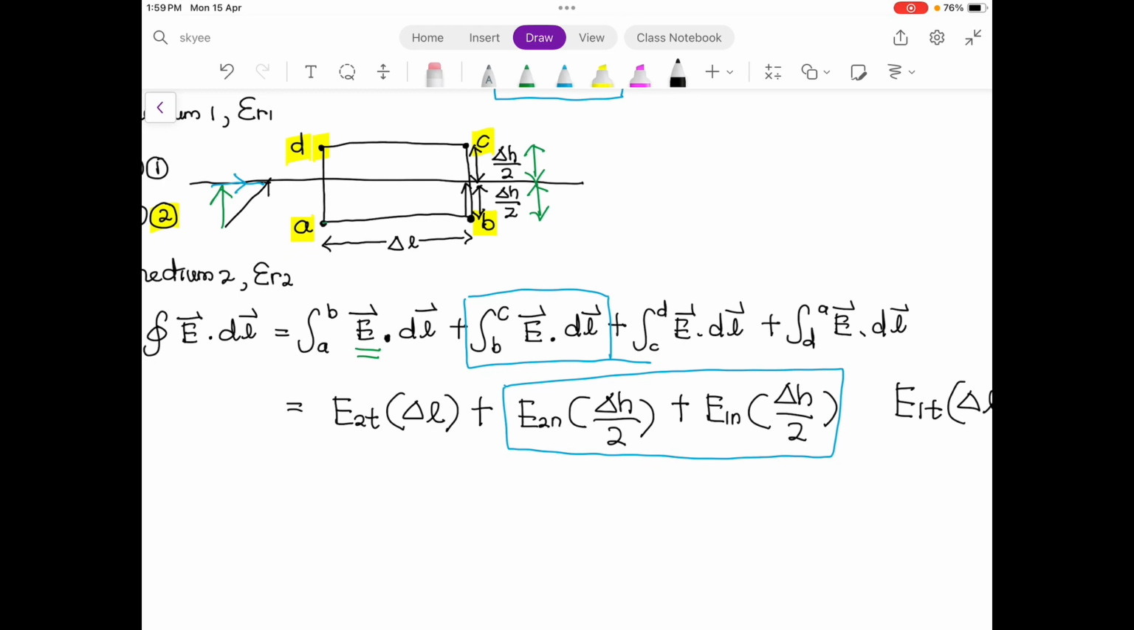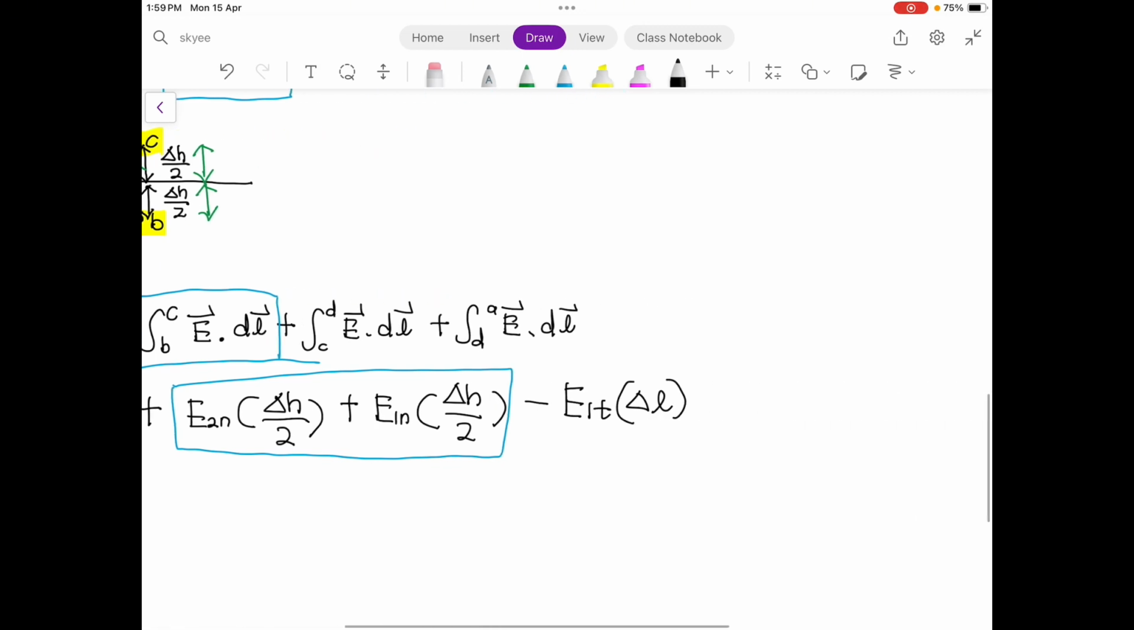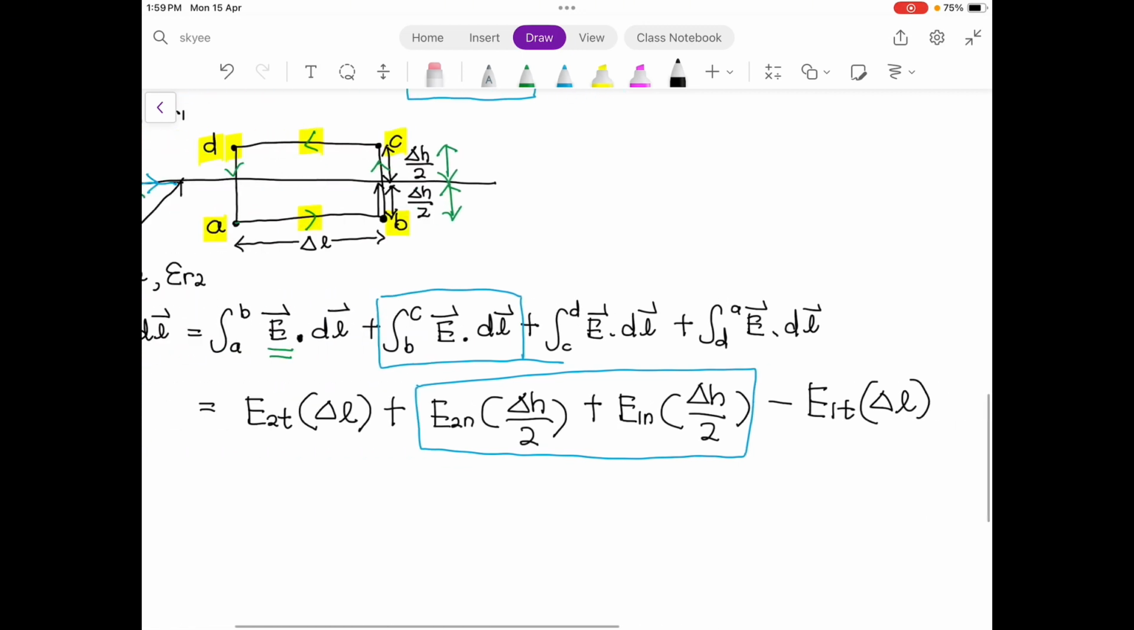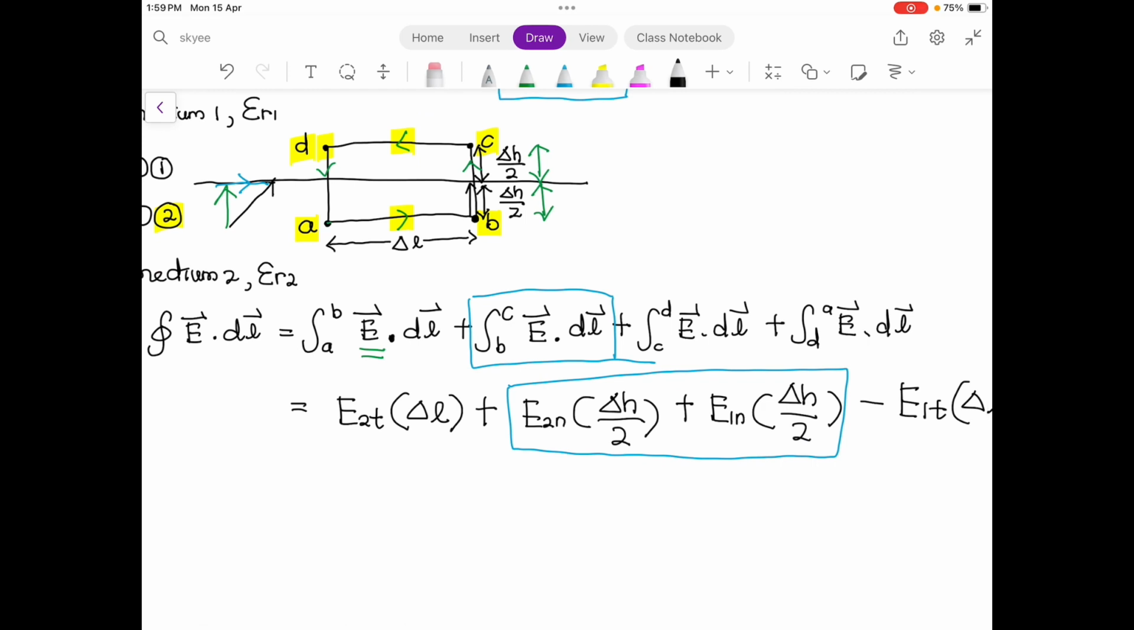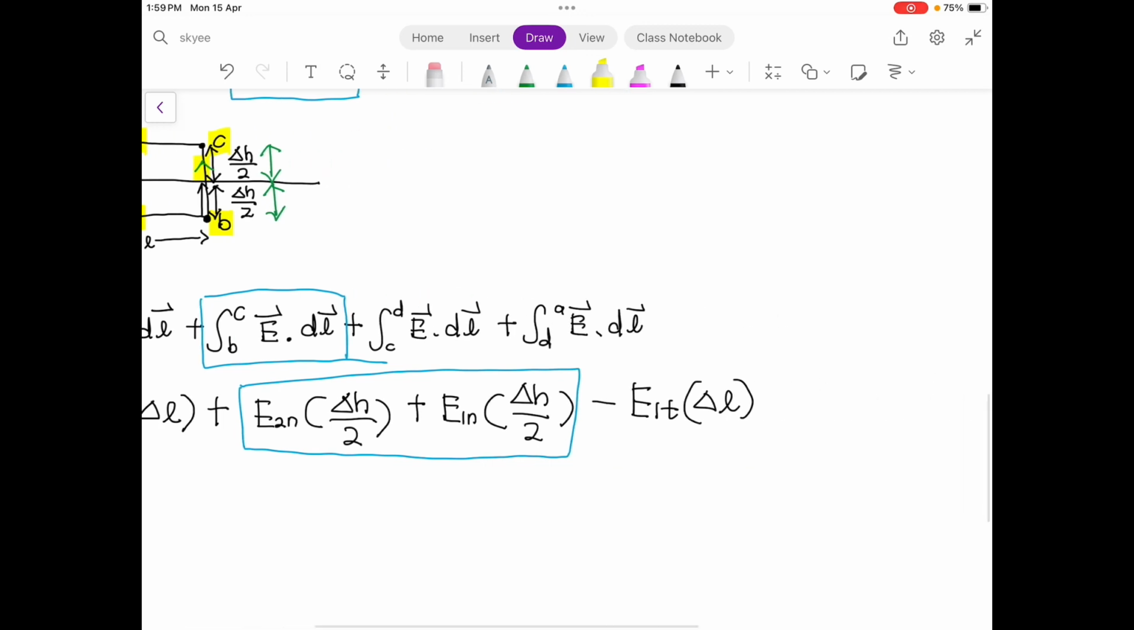In this case, because you are integrating in this direction, and these two directions are opposite, here you have to put negative. And for the DA, you see, DA is in the opposite direction with the BC, so it will be negative also. So you have to break it into two as well.